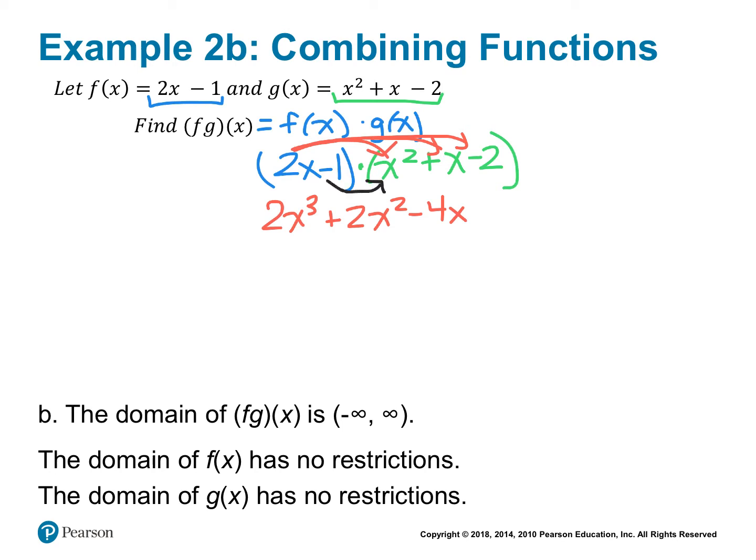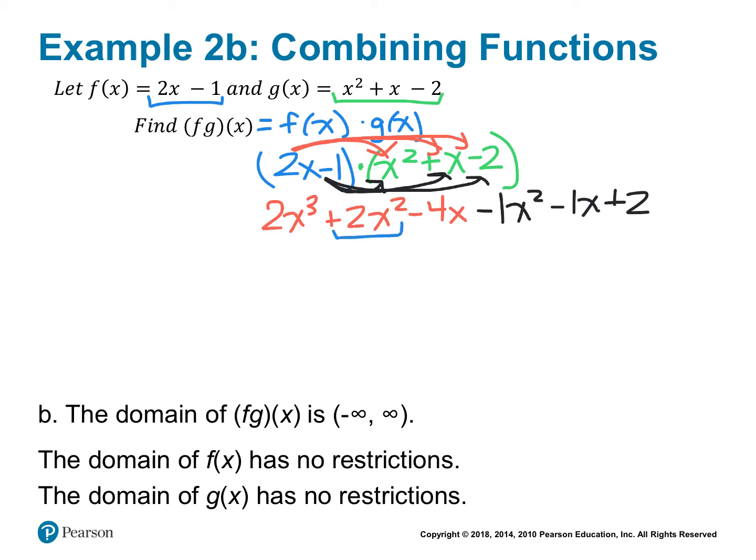Then let's do this part. Negative 1 times x squared is negative 1x squared. Negative 1 times positive x is negative 1x. Negative 1 times negative 2 is positive 2. And now I'll combine any like terms I have.